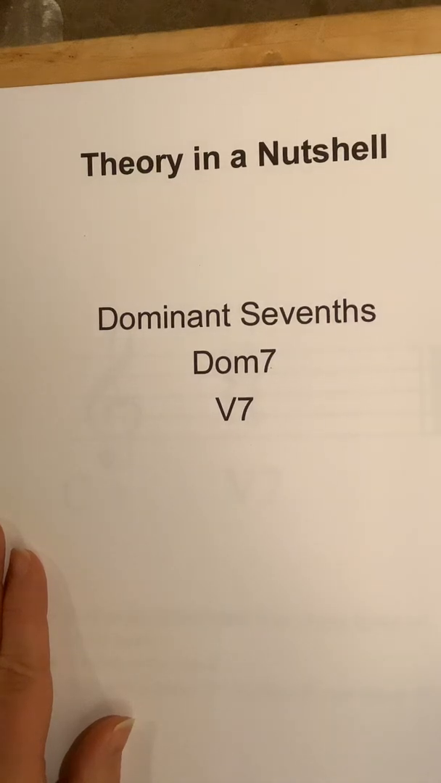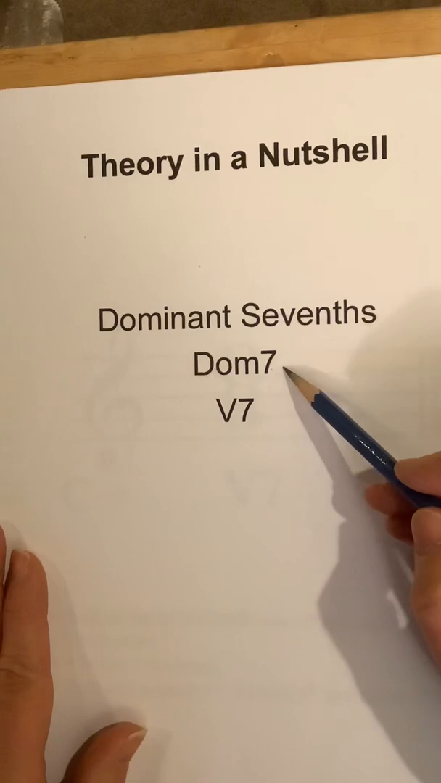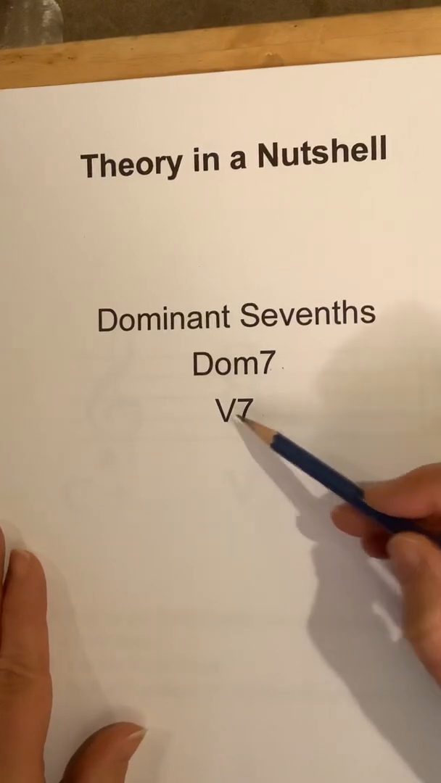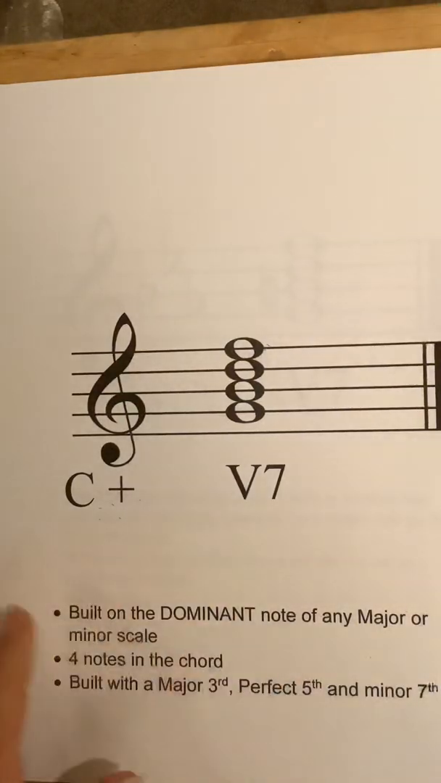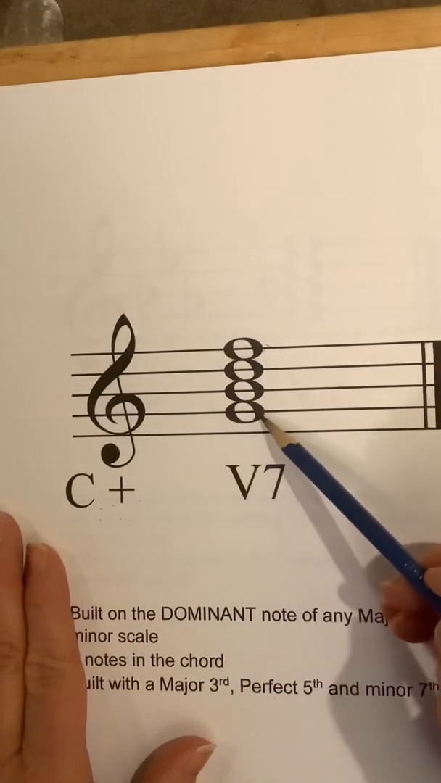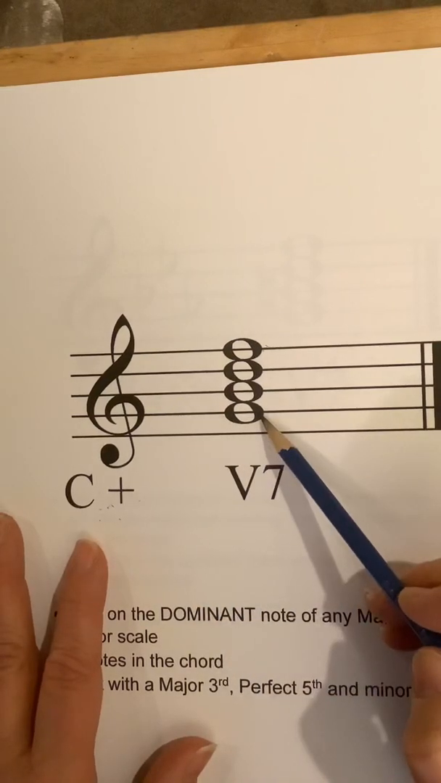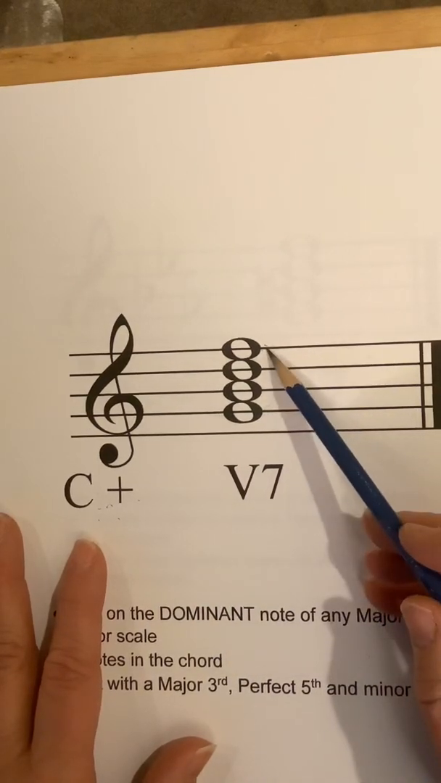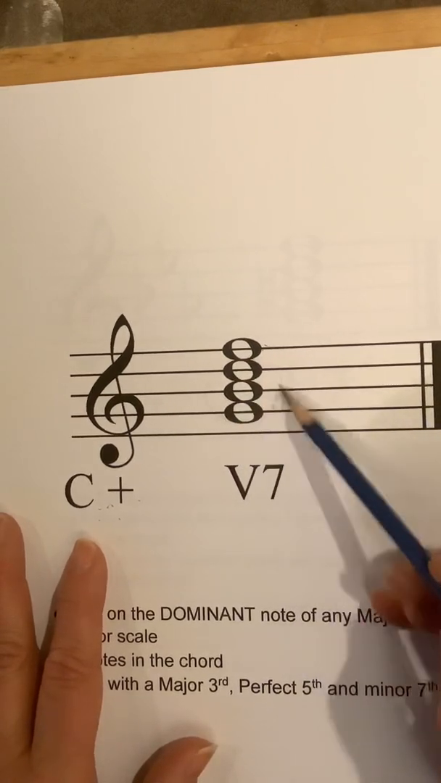Theory in a nutshell. Dominant sevenths, often seen abbreviated as a Dom 7 or V7, V being the Roman numeral for 5. Now, a dominant seventh is built on the dominant, hence the name dominant, of any major or minor scale, and has an added seventh on top.